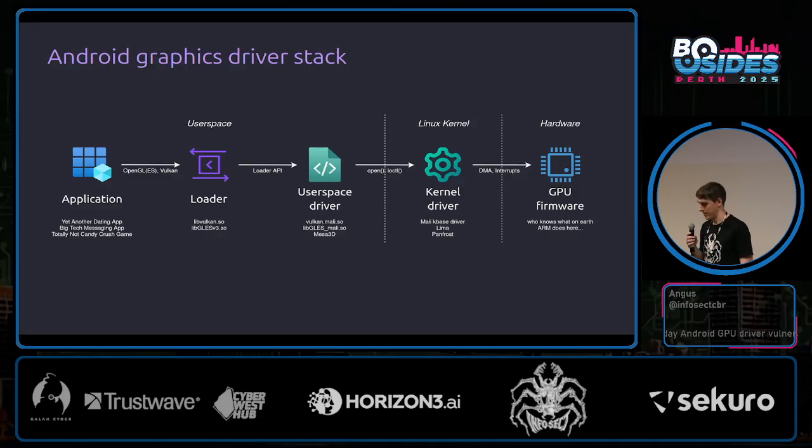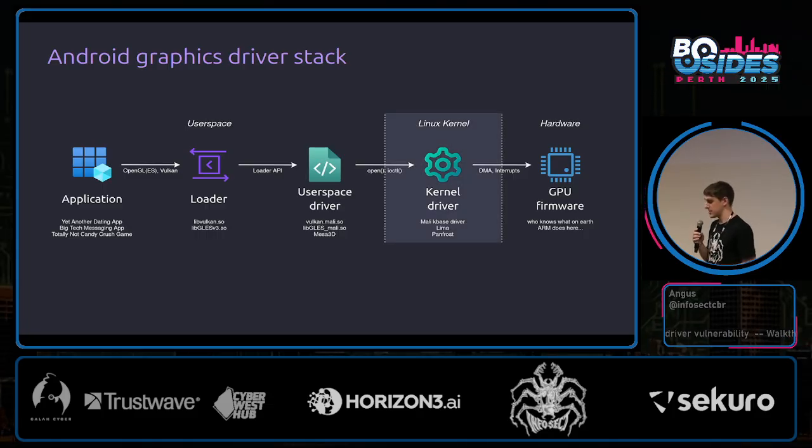Because the next step is, once the user space driver has compiled your API calls down into something the GPU understands, it's going to forward it to the kernel driver, which is the bit that actually talks to the GPU. Now, the GPU kernel driver is mainly responsible for memory management, direct communication with the GPU, power management, handling interrupts, all that sort of stuff. And then it talks to the GPU, which will have its own firmware for forwarding those requests to the right parts of the GPU to do actually useful things.